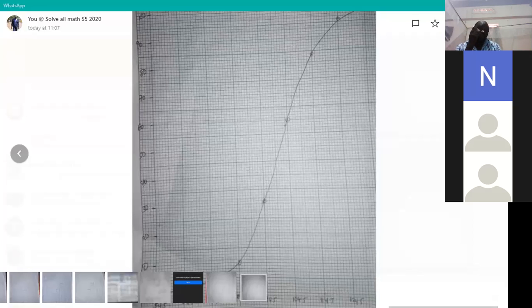Guys, have you heard of the frequency density? Students, I'm asking you, have you ever heard of the frequency density? Guys, I was asking, have you heard of the frequency density?